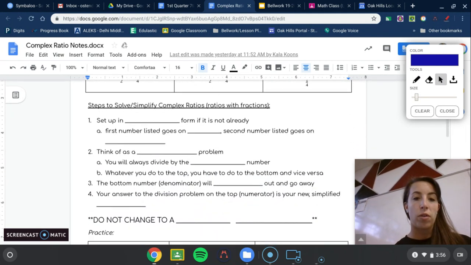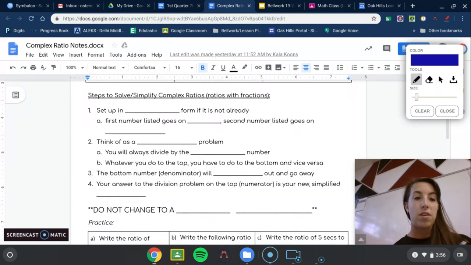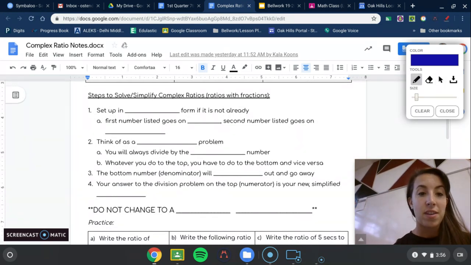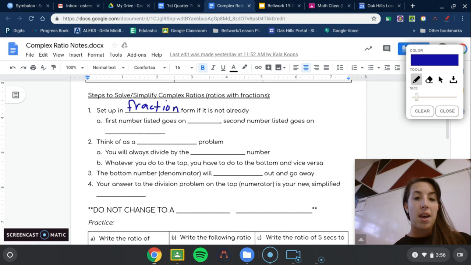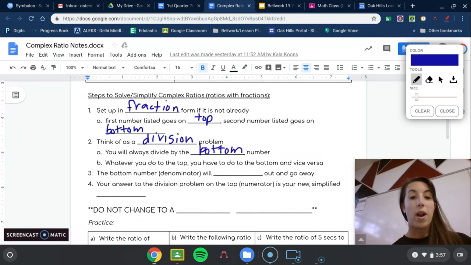Okay, so let's go ahead and scroll down to the steps on how to solve it. The first one is to just set it up into fraction form, just like that last example we talked about. Then your first number listed always goes on top, and your second number listed goes on bottom. Think of this as a division problem, and this will help you tremendously. You will always divide by the bottom number. Whatever you do to the top, you have to do to the bottom and vice versa.